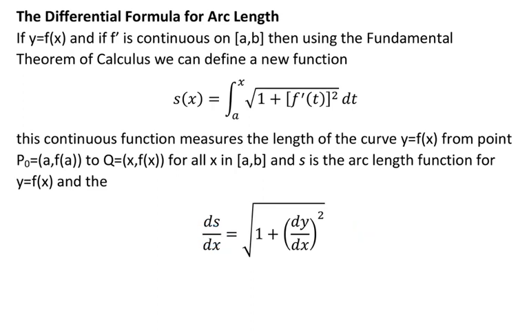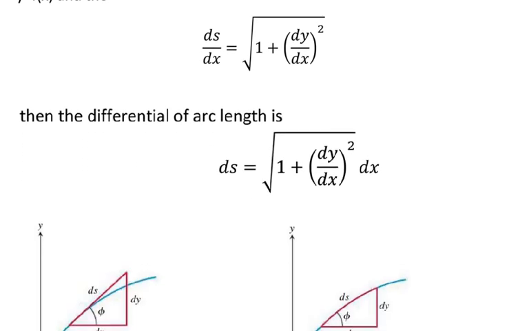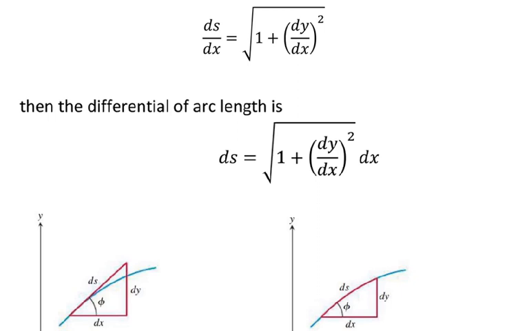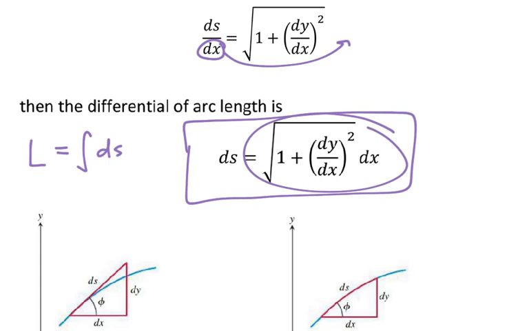I'm going to pull in another picture. So now what we can say is the differential of arc length, I took that dx and just multiplied it over here. This is how we define ds. And what we want to think of here is that L, the arc length, is the integral of this differential ds, right? Because that's what we were doing. We'd be taking the integral of that.